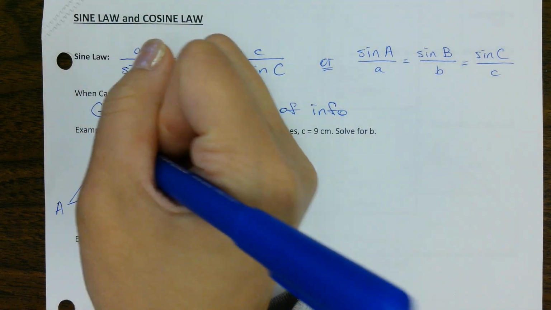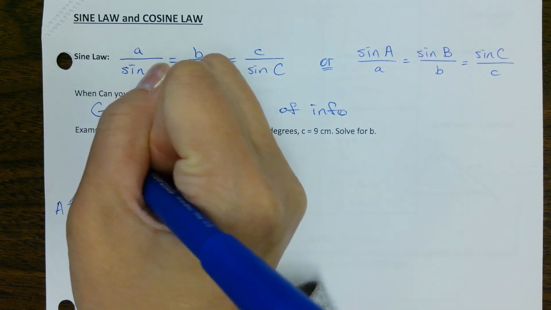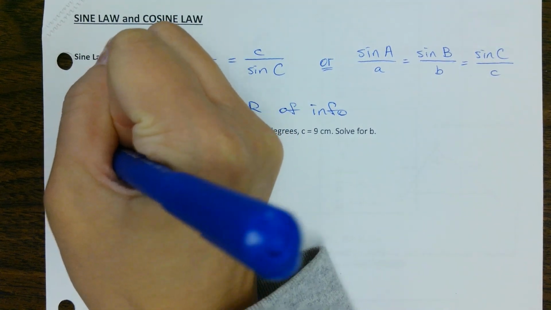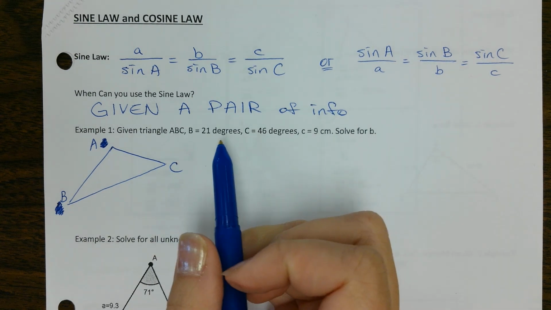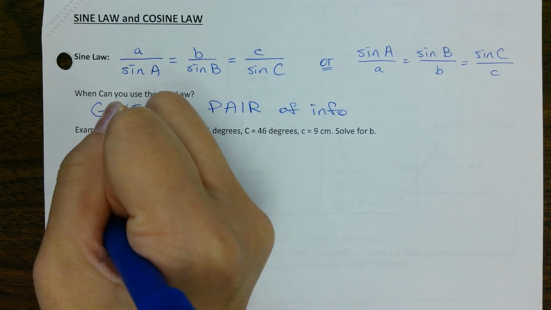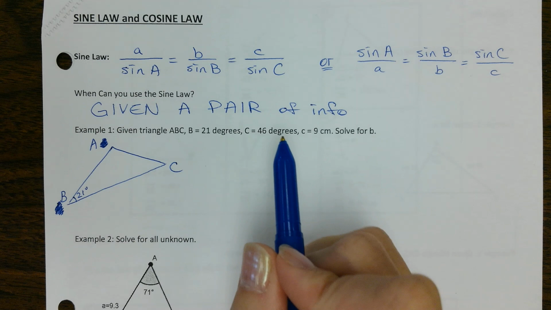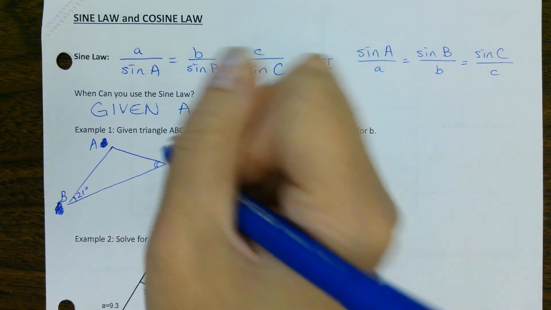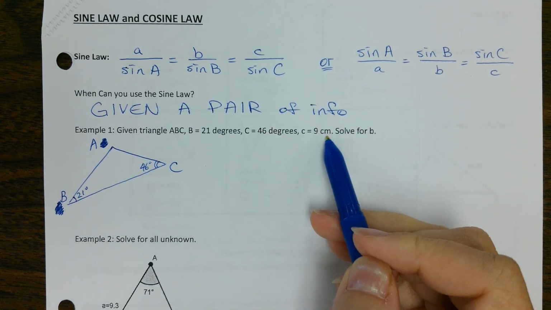So I'm just gonna switch the letter up because this doesn't look like a 21 degree angle. So I'll just call this ABC like this. Okay. Sorry. So B is 21 degrees. Since I say 21 degrees, I know I'm talking about an angle. So the corner right here. C is 46 degrees. So this 46 degrees right here. And then c is 9 centimeters.